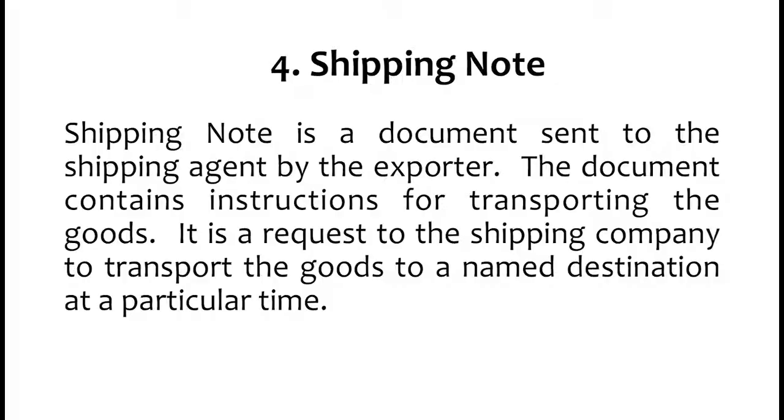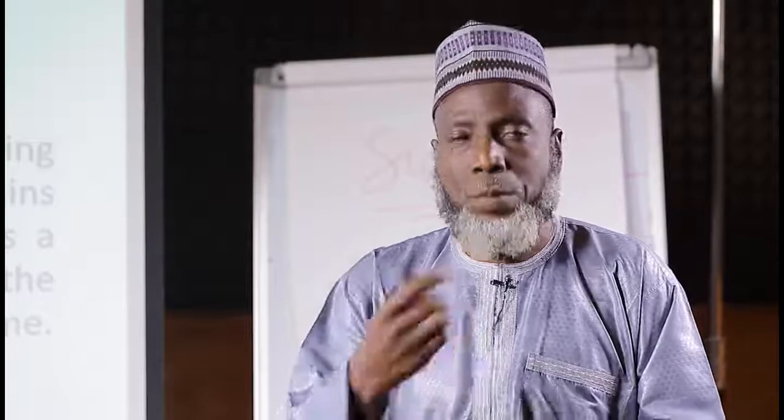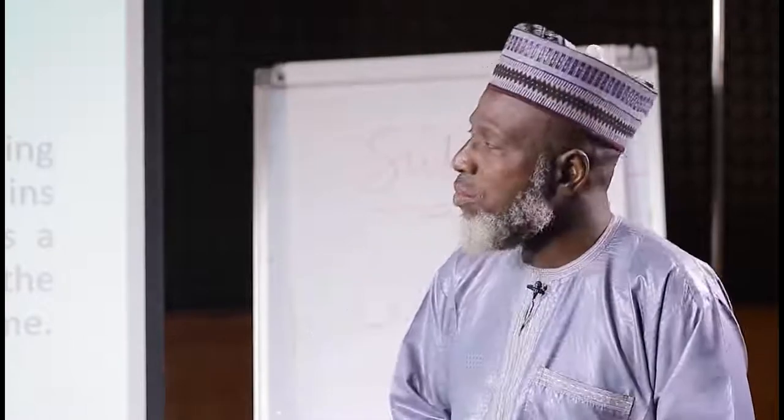That's talking about number 3 document. We now go to the 4th one, which is a shipping note. This is also a very important document. It is a document sent to the shipping agent by the exporter. This is talking about where there is an agent employed to ship goods from one country to another.